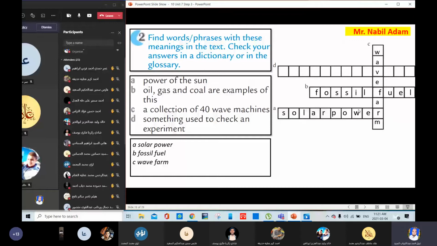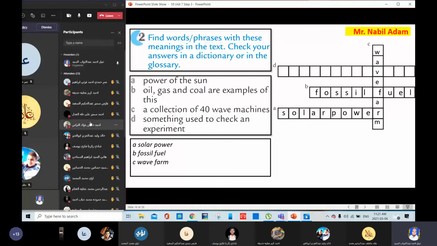Okay. Something used to check an experiment. Hands up, please. Let's see. Omar Hamdi. Something used to check an experiment. Testing device. Testing device. Very good. Thank you so much. Okay. So you should write the words in the crossword puzzle.